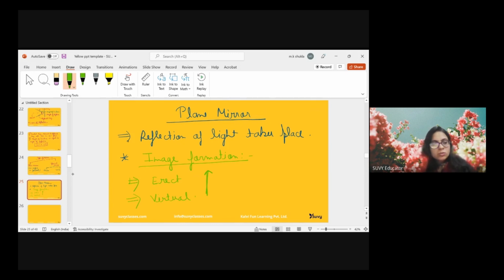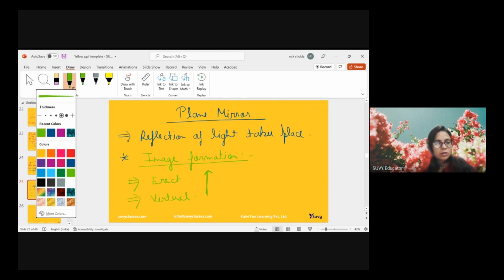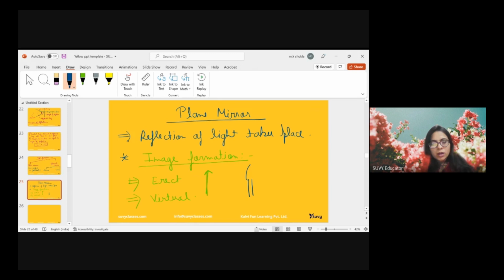So suppose you have a burning candle, and this is a plane mirror. How will the image of this burning candle form? It will be like this. It will be erect, not inverted. An erect image will be there, and a virtual image is there.